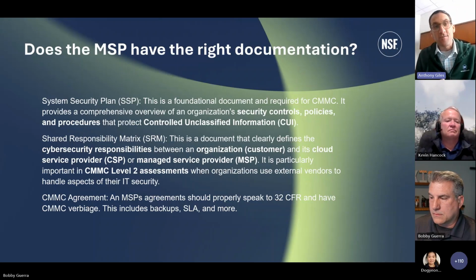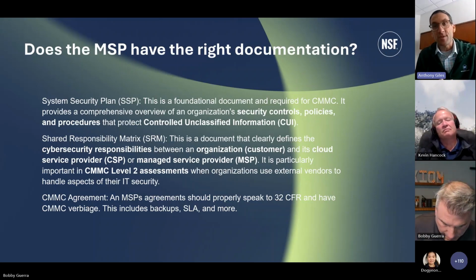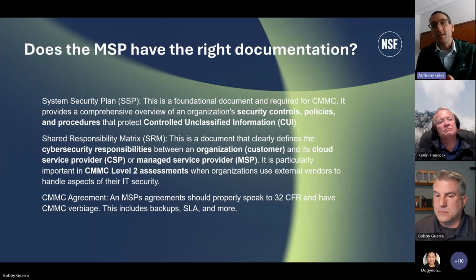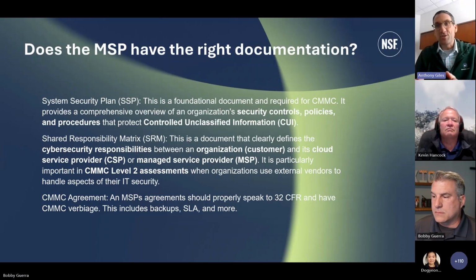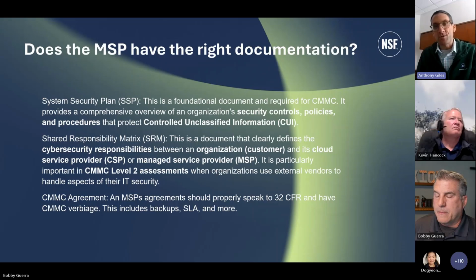So there's a lot of interest in that MSP space, because people give MSPs, it's, here you go, here's everything, and we need you to do the IT stuff, and we're going to do this other stuff.